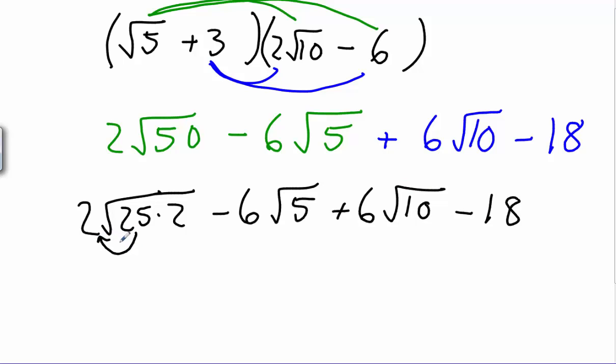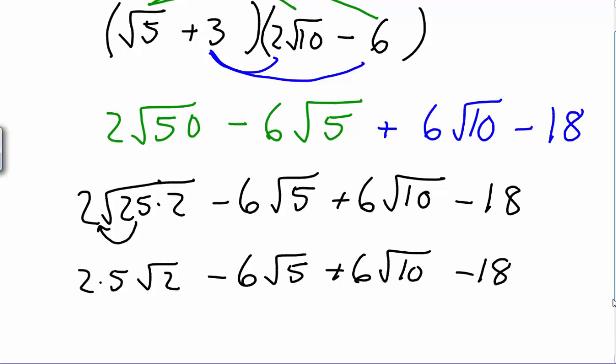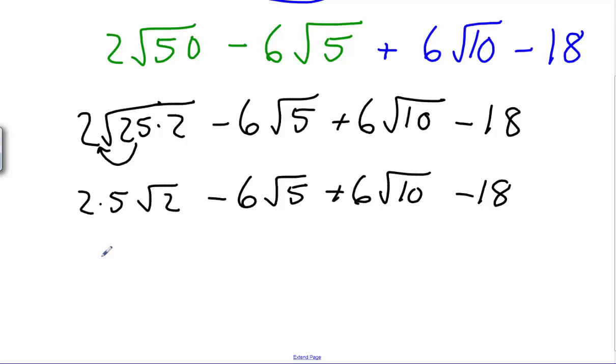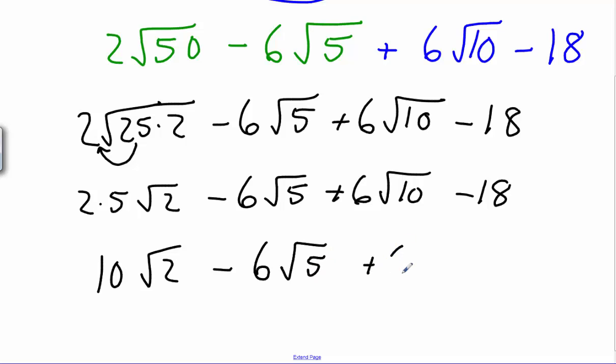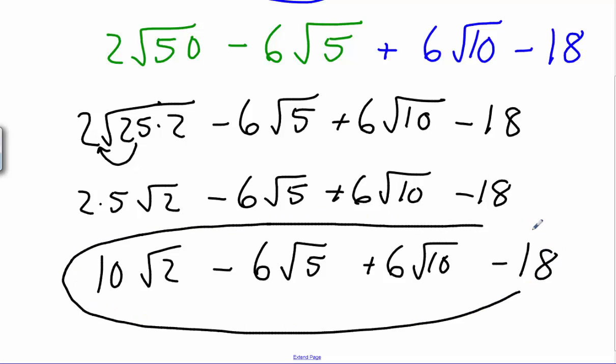25 is a perfect square. You can bring it out front, so it becomes 2 times 5 square root of 2 minus 6 square root of 5 plus 6 square root of 10 minus 18. Our final simplification is 10 square root of 2 minus 6 square root of 5 plus 6 square root of 10 minus 18 for our finally lovely answer.